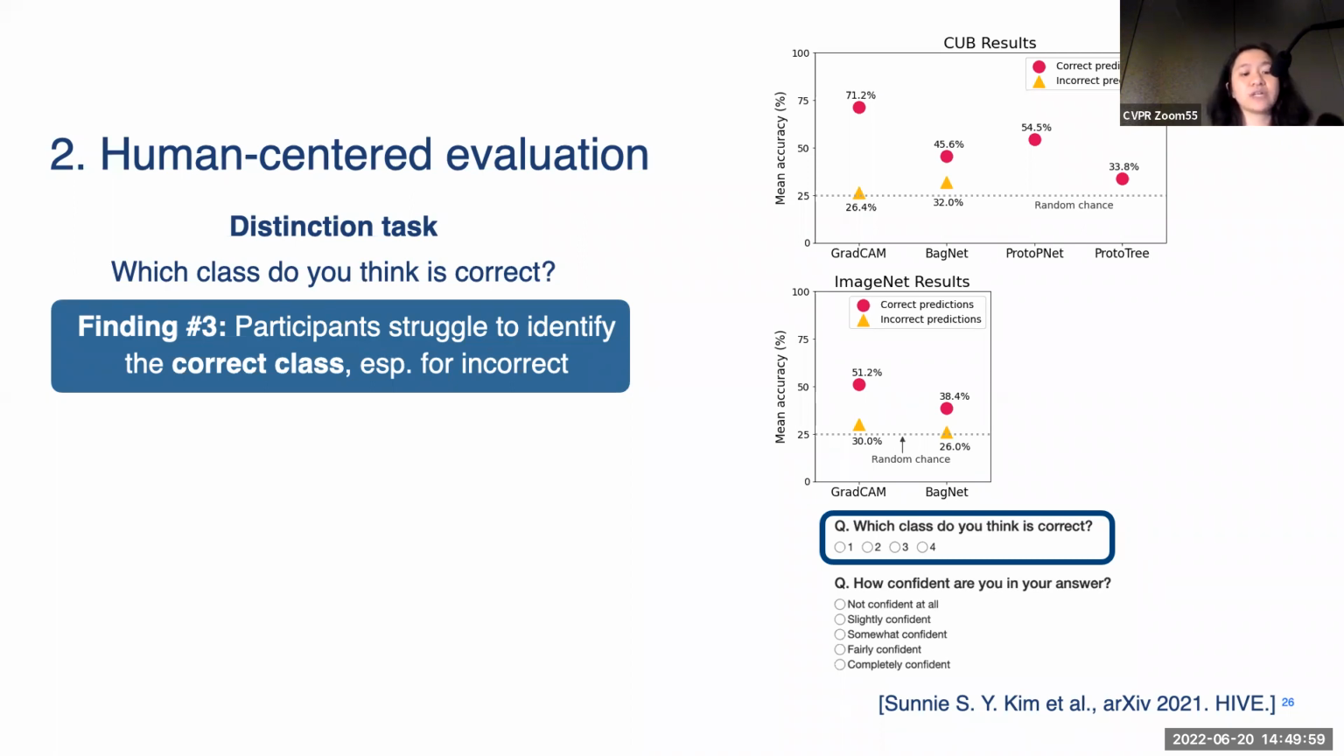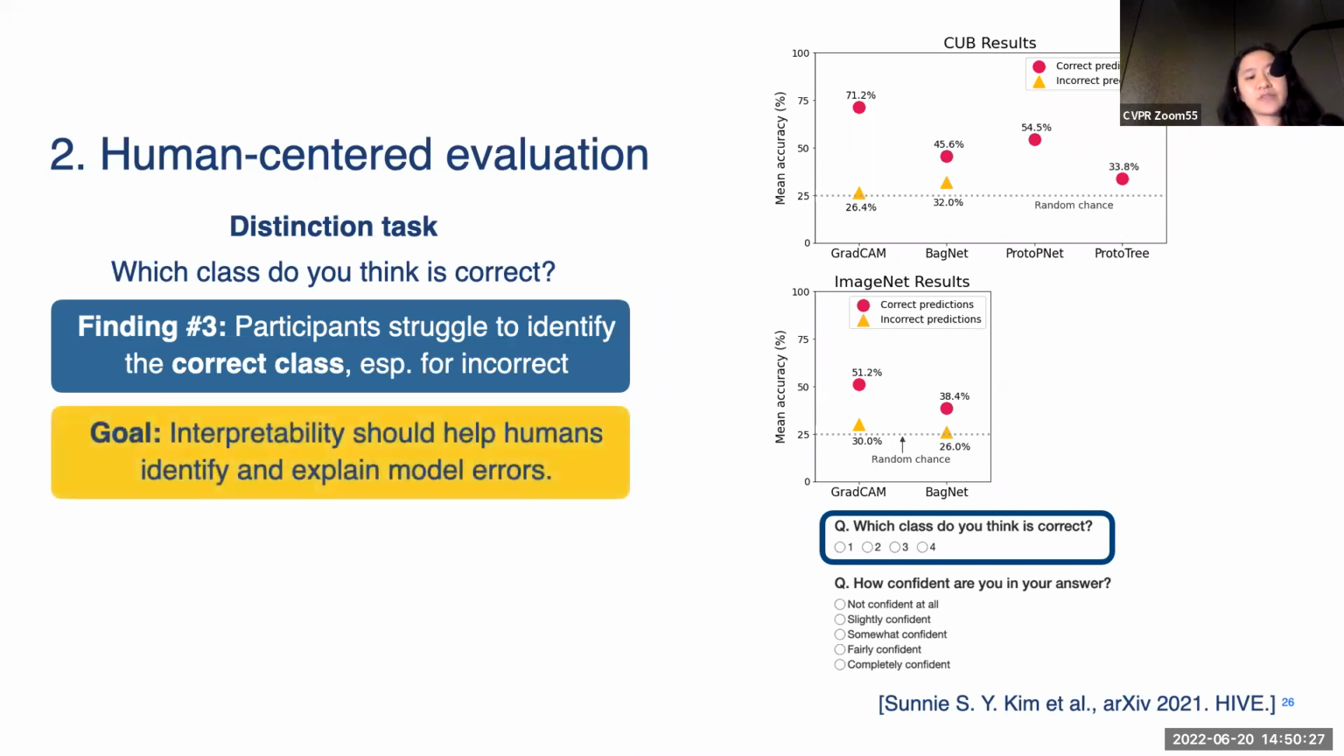Recalling that 25% is our random baseline, we found that participants' accuracy for incorrect predictions is either around or barely above this baseline. What that says is that these explanations aren't really helpful for aiding participants in distinguishing and understanding model failures. Here we're really showing that there's so much room for improvement, even for explanations of correctly predicted examples. The takeaway is that the distinction task results suggest that interpretability methods should improve their ability to identify and explain model errors.